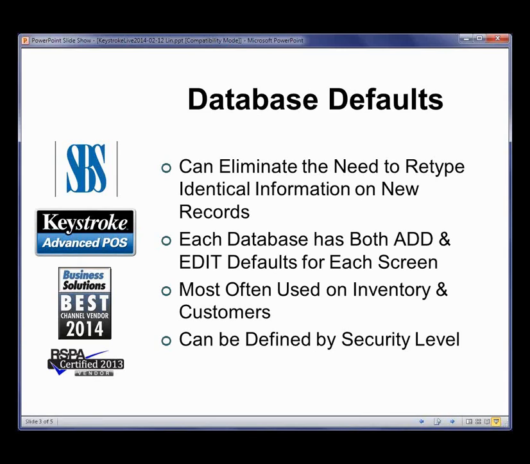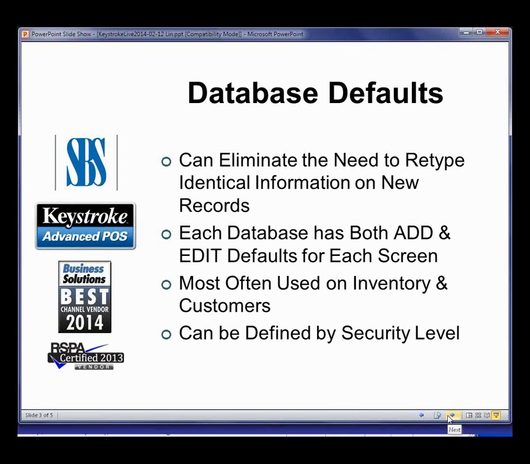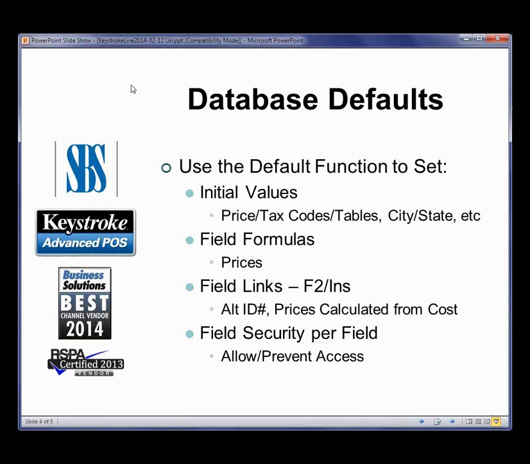But if you're adding a whole lot of new items that are from, say, the same manufacturer or something like that, or they have a lot of common information, you can always go in and change your add default to put all that information in there. You can add a bunch of new records, and then you can change it to something else and add a bunch of other new records. Remember, you have both add and edit defaults. Most often it's used in inventory and customers, and you can set a security level.